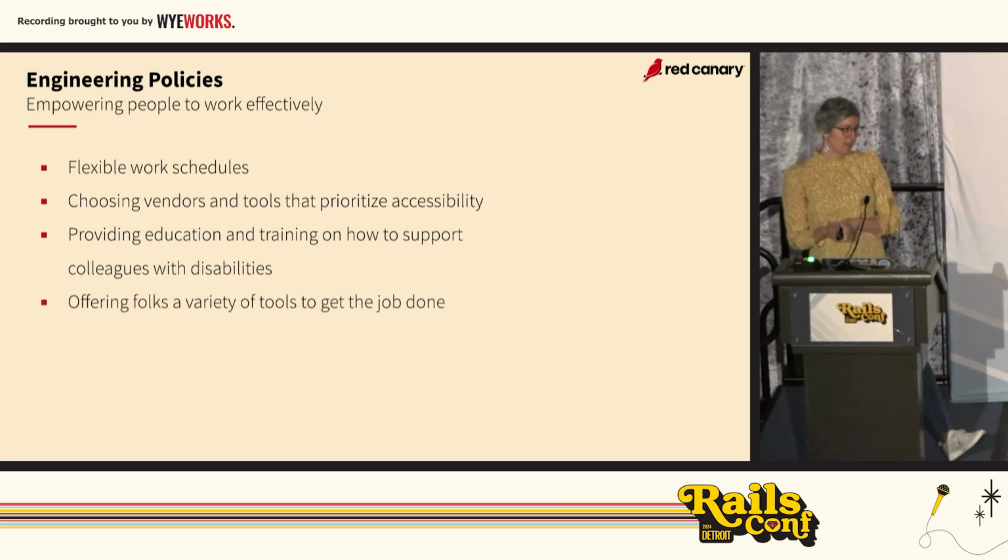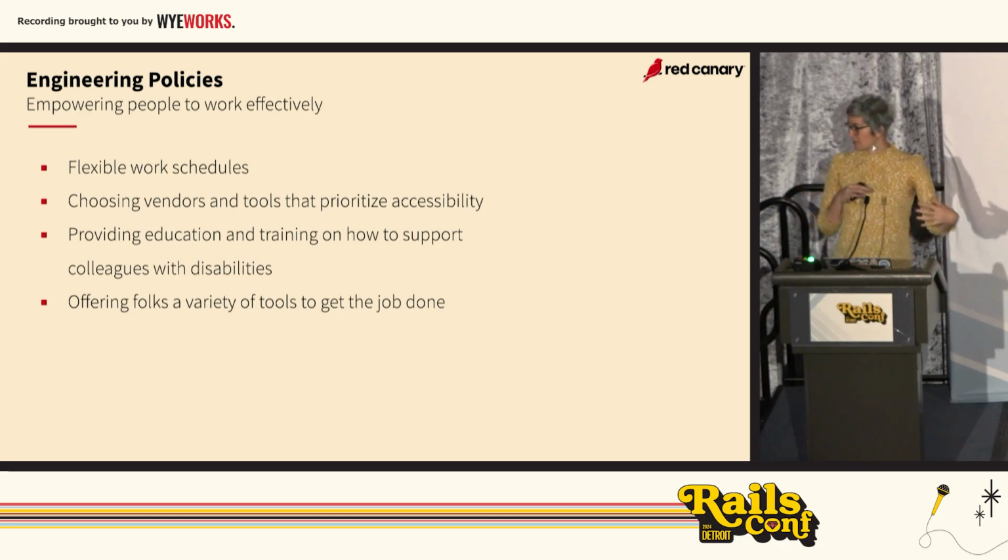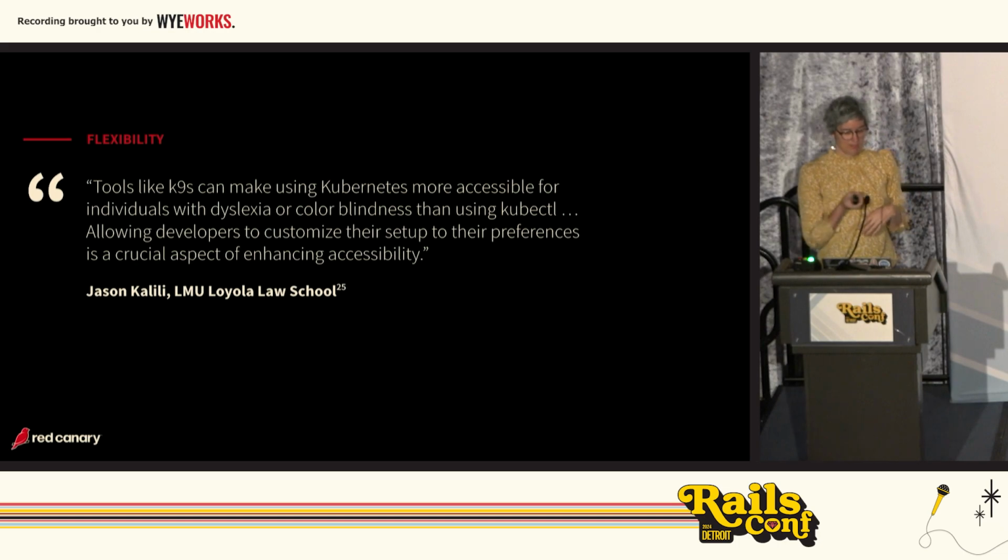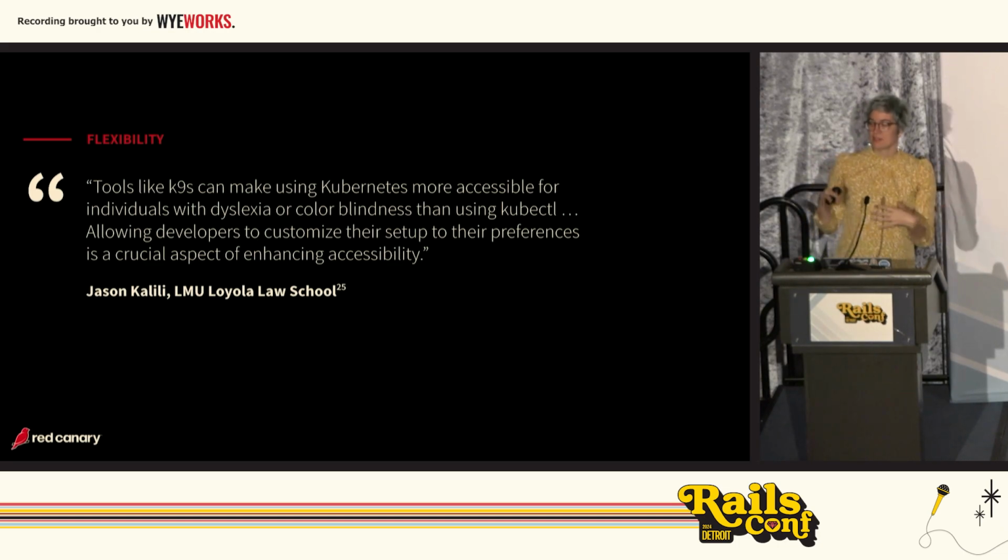And then offering people a variety of tools to get the same kind of task completed. This is important because tools like Canines can make using Kubernetes more accessible for individuals with dyslexia or color blindness than using kubectl. Allowing developers to customize their setup to their preferences is a crucial aspect of enhancing accessibility. So again, making sure that people have access to tools that they're able to use. Because if we make everyone use the same one, and even a couple people on the team either can't use it or can't use it very well, that's hurting everybody.